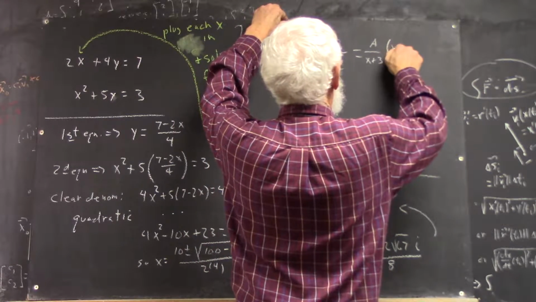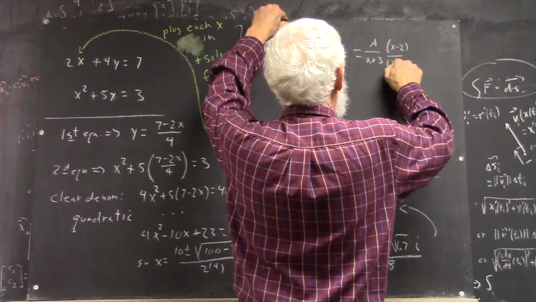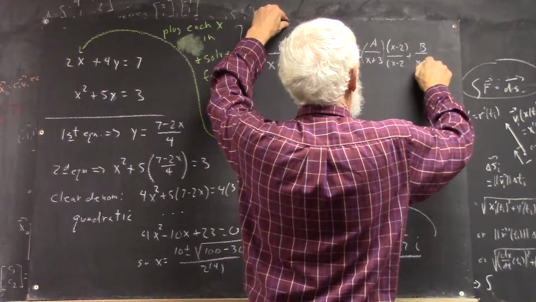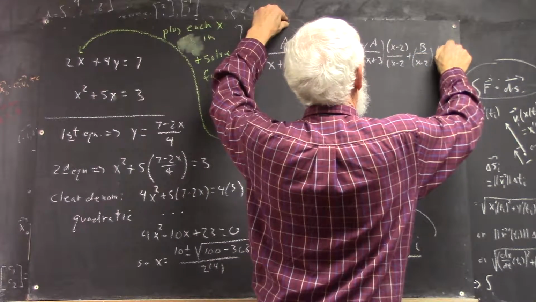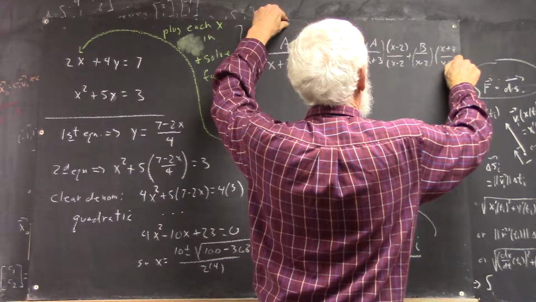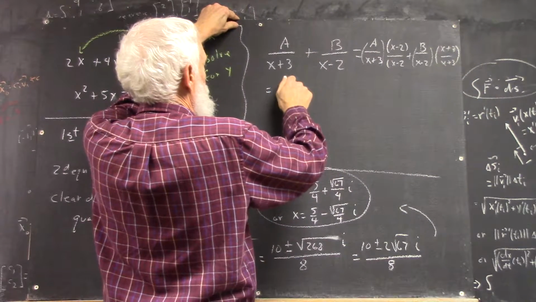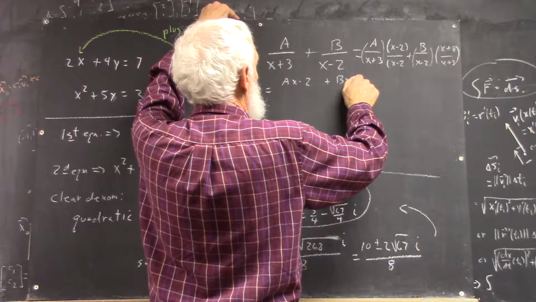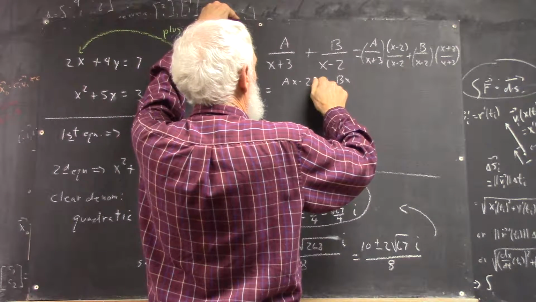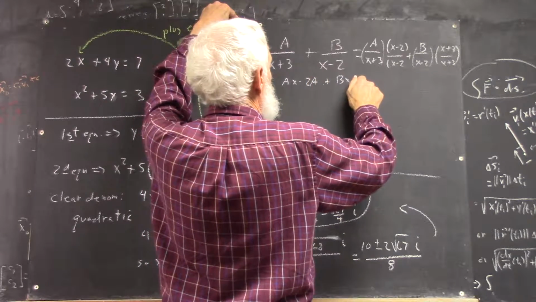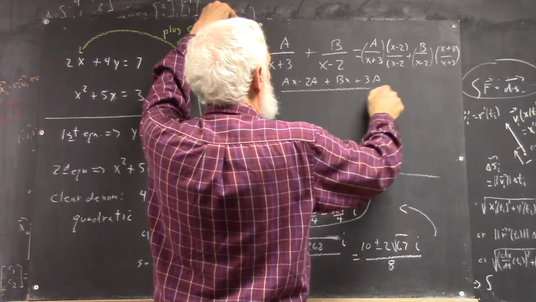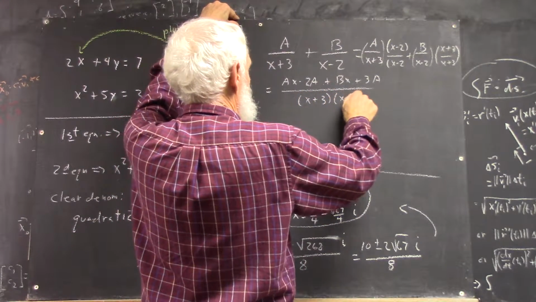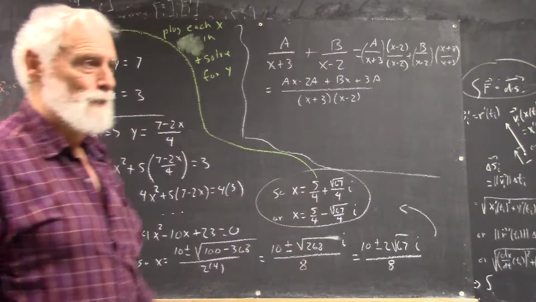So that's x minus 2 over x minus 2. Then it's going to be plus b over x minus 2 times x plus 3 over x plus 3. And it's very easy. So you get a times x minus 2, plus b times x, a x minus 2a plus b x plus 3a. And I'm skipping steps here that you shouldn't skip. Okay?